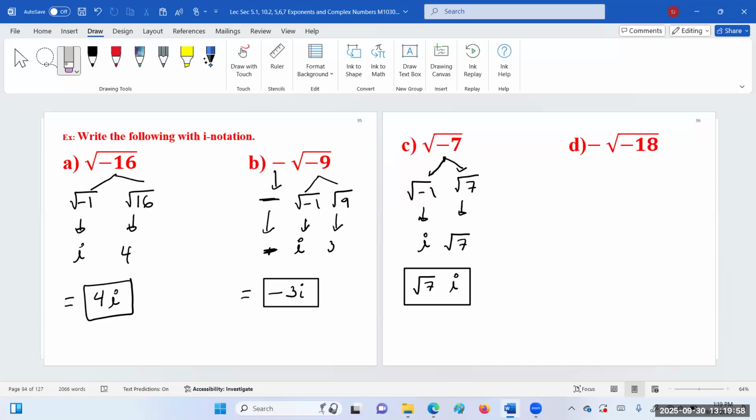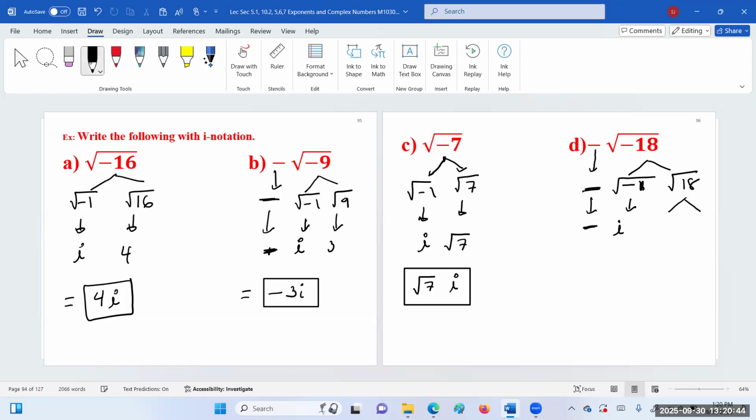Besides Daniel, who is ready for D? Ali. Negative 1 square root, 18 square root. And what happens to the negative sign? So this is negative. What is square root of negative 1? i. And now for 18.